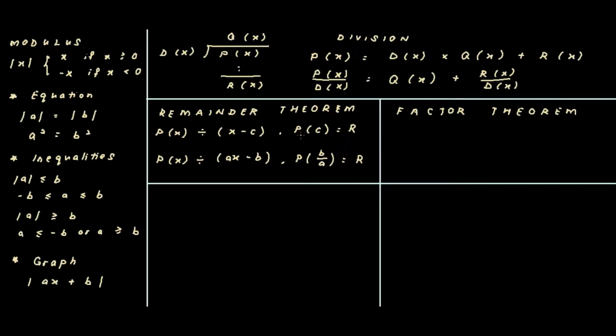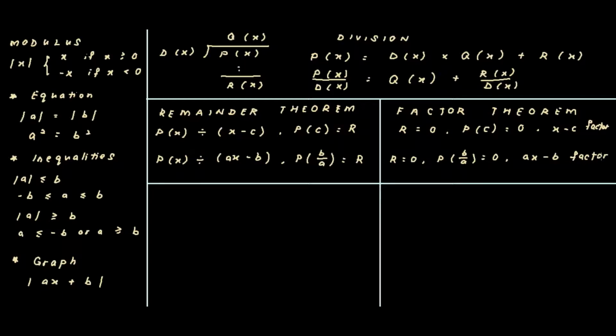Since we know that when we substitute c into the polynomial we get the remainder, further on, if the remainder equals 0, meaning that when I substitute c inside I get 0, what does that mean? It means that x minus c is a factor. Same thing here: if I substitute b over a and the answer gives me 0, my remainder is 0. So that's why ax minus b is my factor.